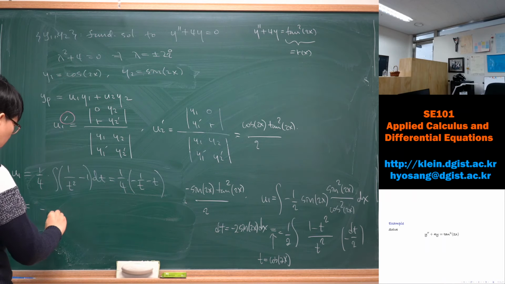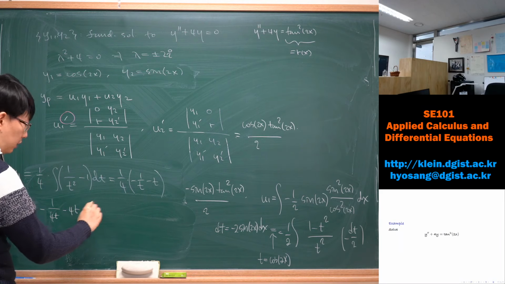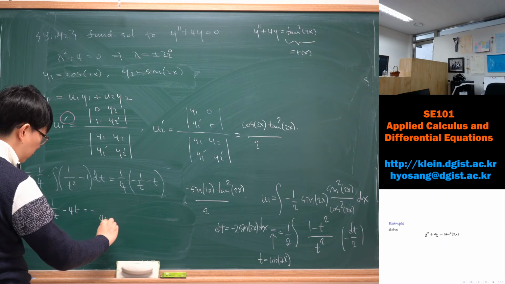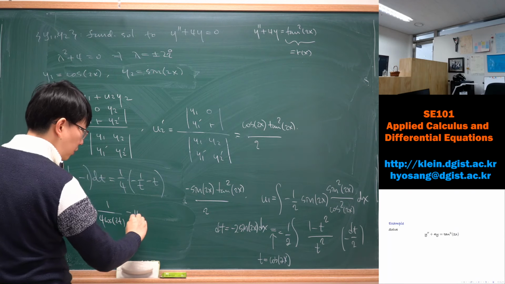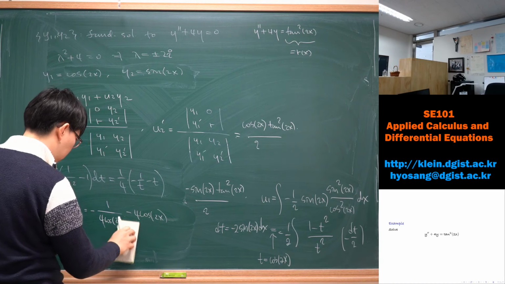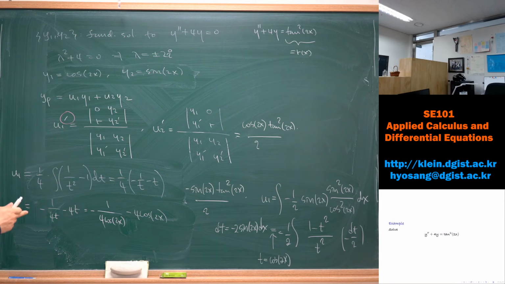So this is minus 4t, and t is cosine 2x, so replace that: minus 4 cosine 2x here. So that's our u1.